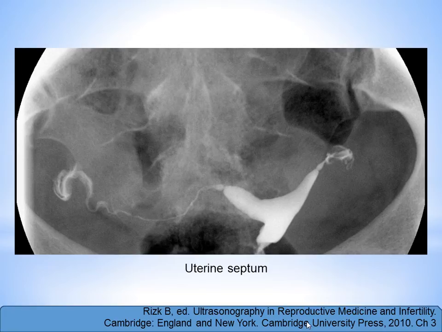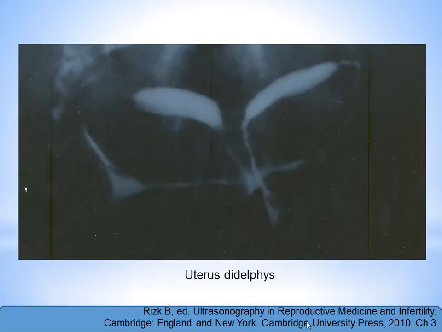So if this is 5 centimeters from here to there, from the internal os to the fundus, and half of that is taken, then by logic, this is more than 1 centimeter without measurement. But of course, you can drop lines easily, especially now with the software that we have. This is uterus didelphys, meaning she had 2 bodies, 2 cervices.